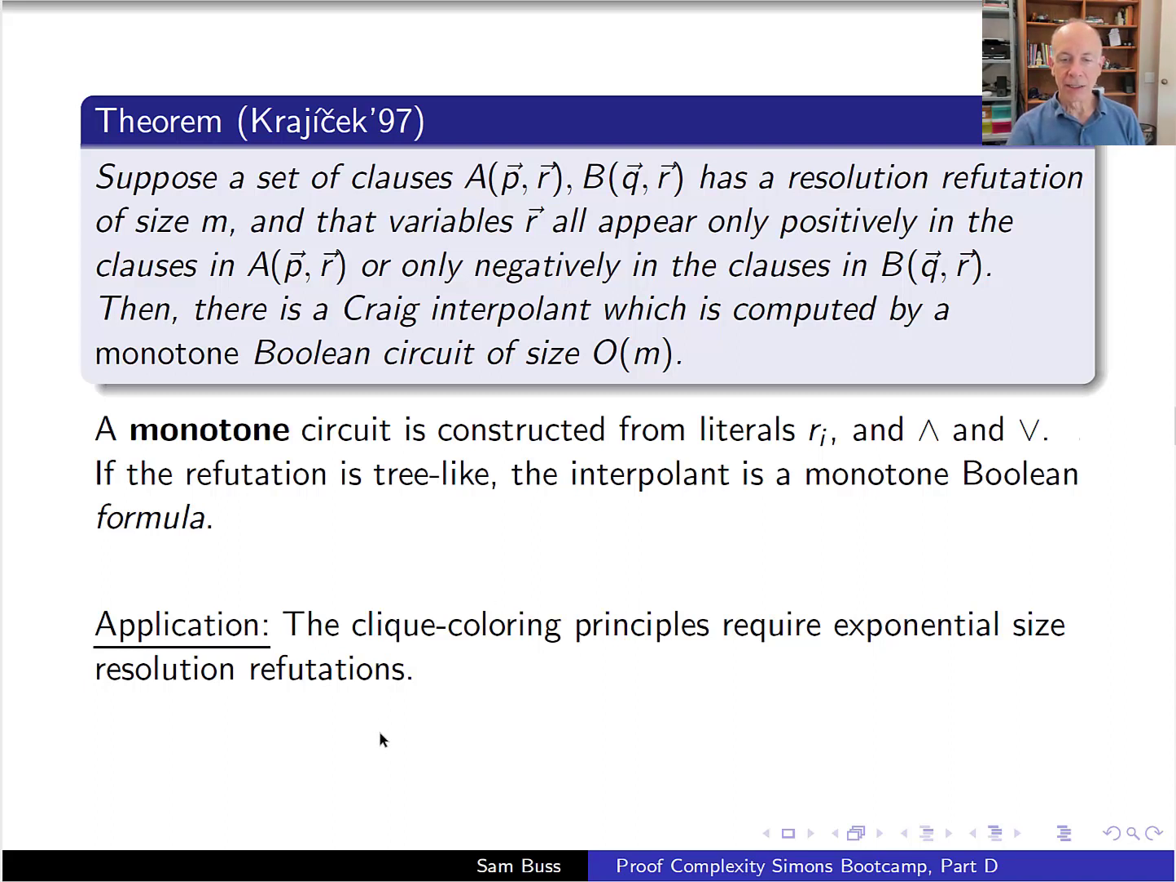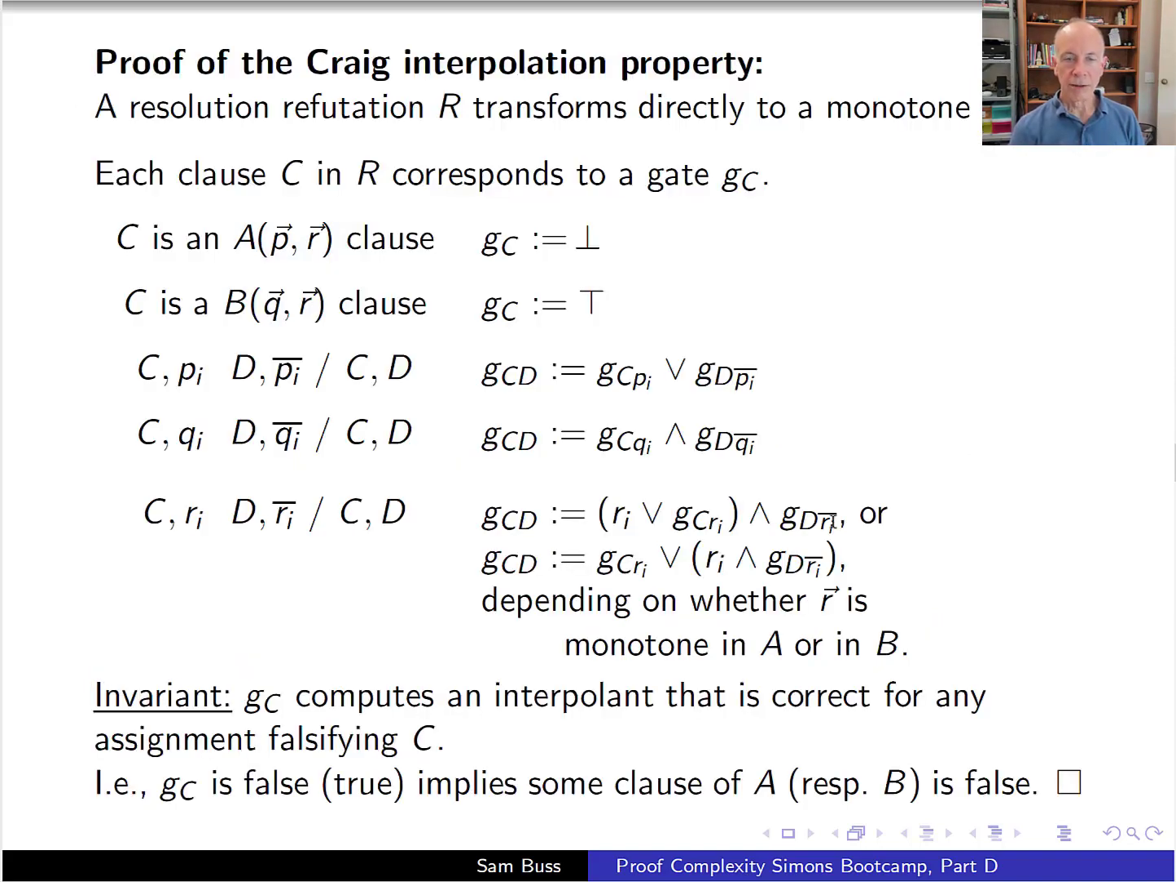So as an application, the Clique coloring principles require exponential size resolution refutations, as we'll discuss on the next couple slides. So here's a sketch of the proof of the Craig interpolation theorem. Basically, the resolution refutation R transforms directly into the desired monotone circuit.